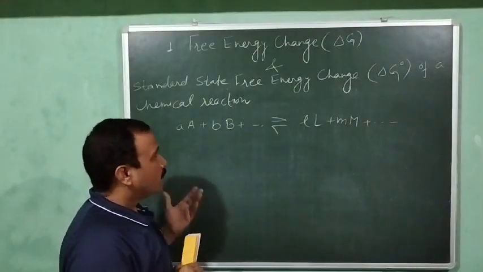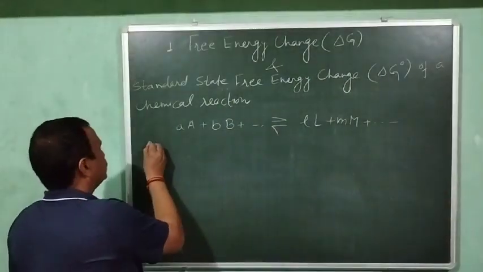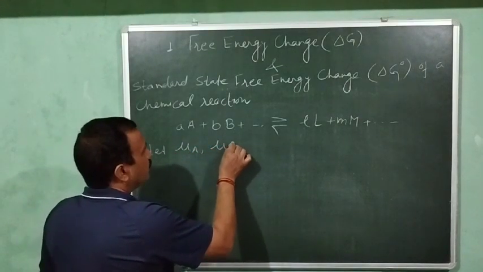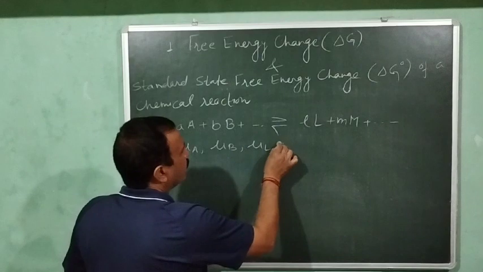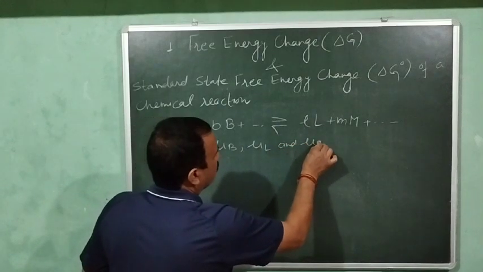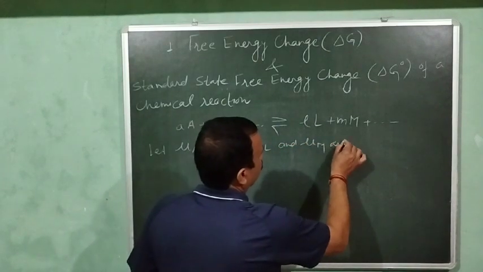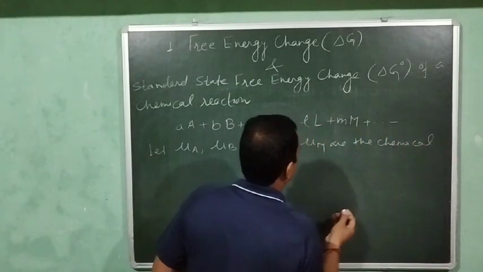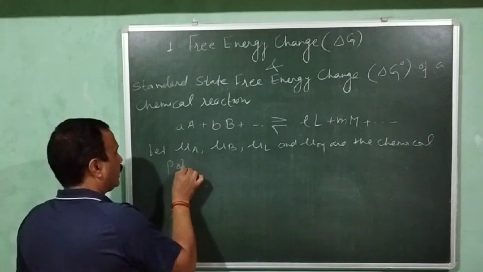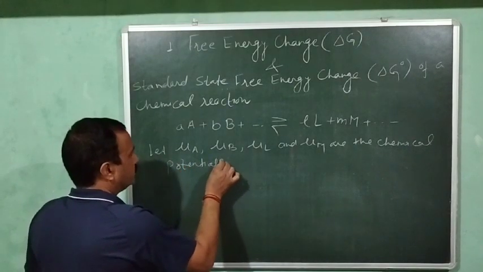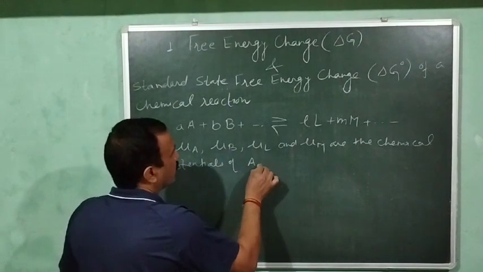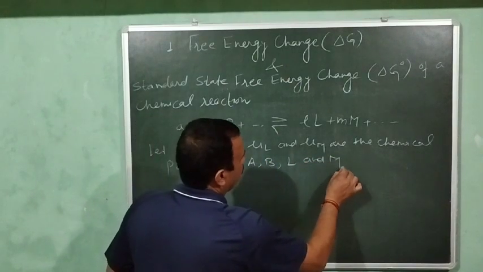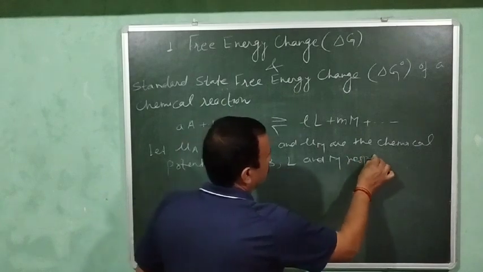Okay, now let us suppose that mu A, mu B, mu L and mu M are the chemical potentials of A, B, L and M respectively.